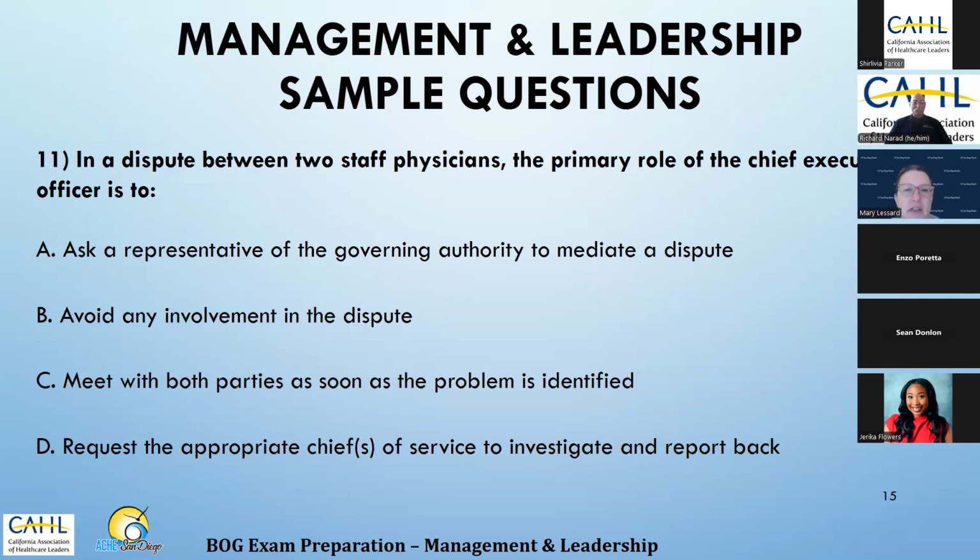In a dispute between two staff physicians, the primary role of the chief executive officer is to: A, ask a representative of the governing authority to mediate the dispute; B, avoid any involvement in the dispute; C, meet with both parties as soon as the problem is identified; and D, request the appropriate chiefs of service to investigate and report back. Okay.